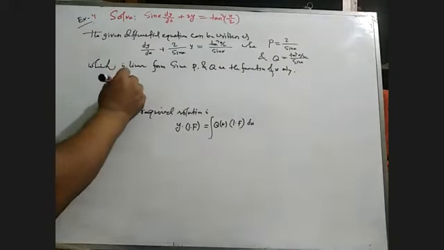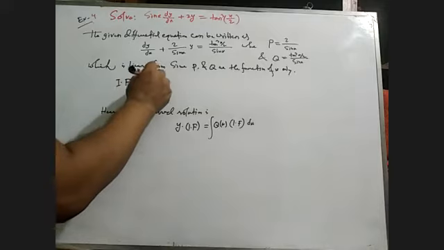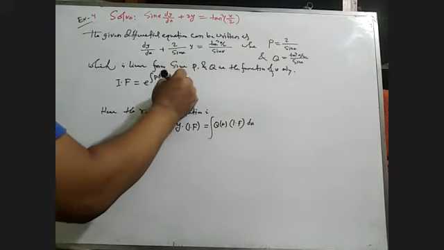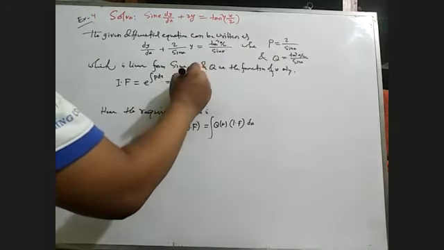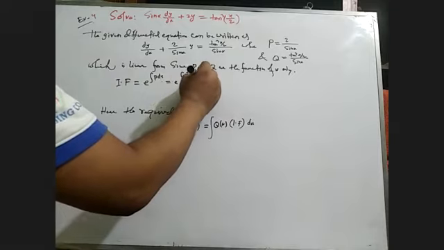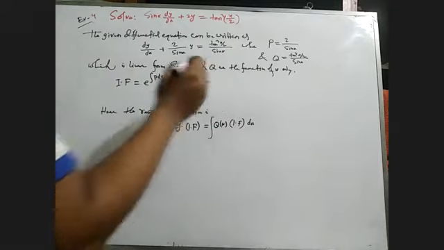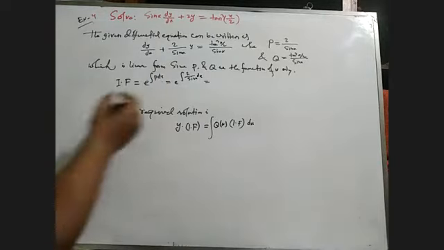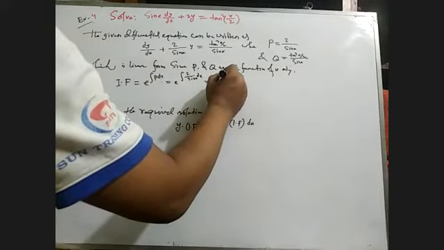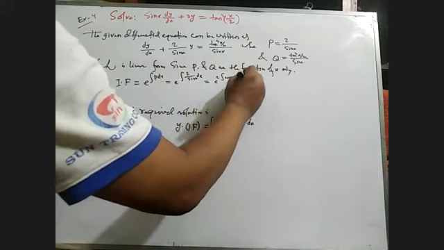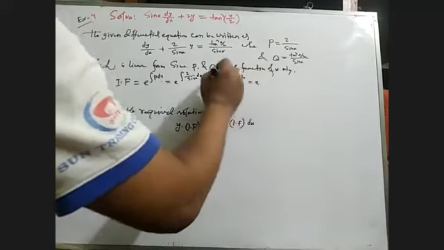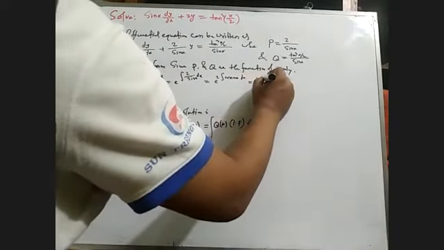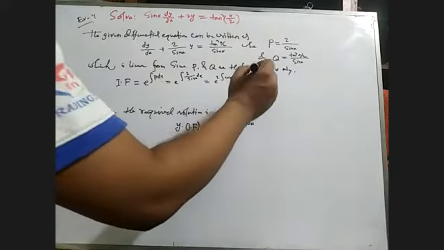Now what will be the integrating factor? E to the power integral of p dx. The integral of p is the integral of 2 by sin x dx. Now this can be written as e to the power 2 times the integral of 1 by sin x, which is cosec x, dx. E to the power 2 cosec x dx. The formula for the integral of cosec x is log tan x by 2.